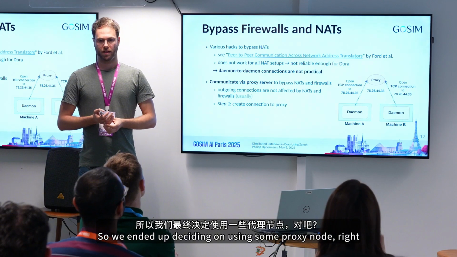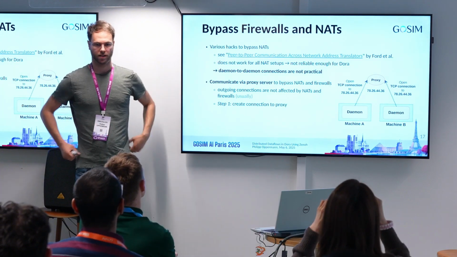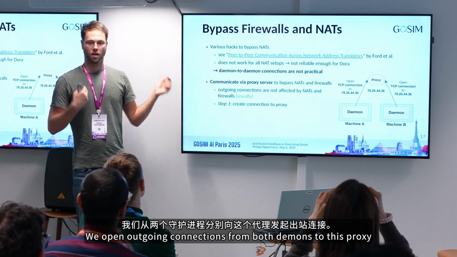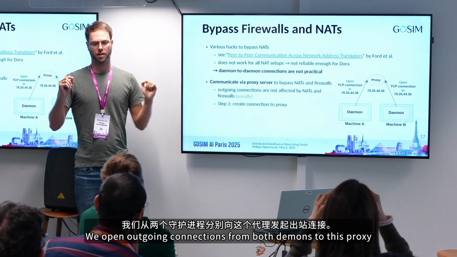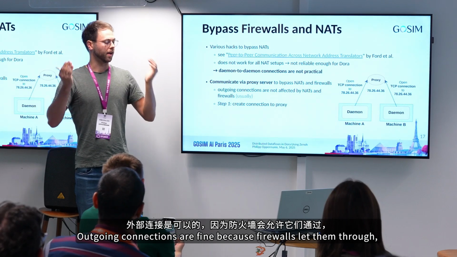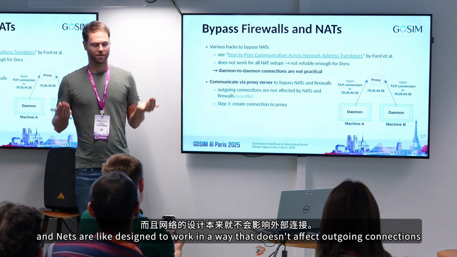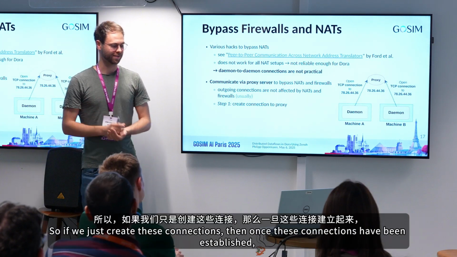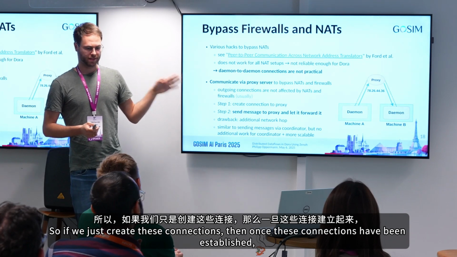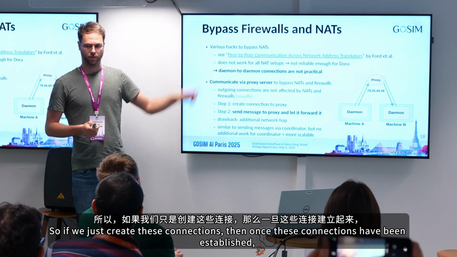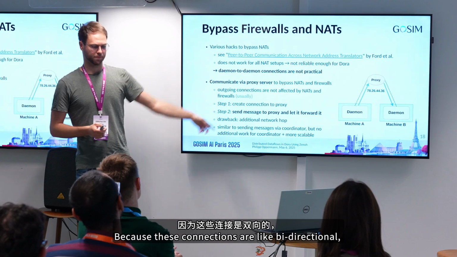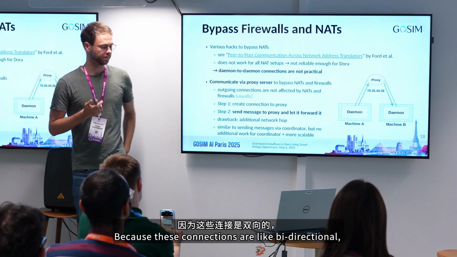So we ended up deciding on using some proxy node, right? So we have a proxy at a location that is reachable by both daemons. We open outgoing connections from both daemons to this proxy. Outgoing connections are fine because firewalls let them through, and NATs are designed to work in a way that doesn't affect outgoing connections. So if we just create these connections, then once these connections have been established, we can just let the proxy forward the messages back down, because these connections are bidirectional.